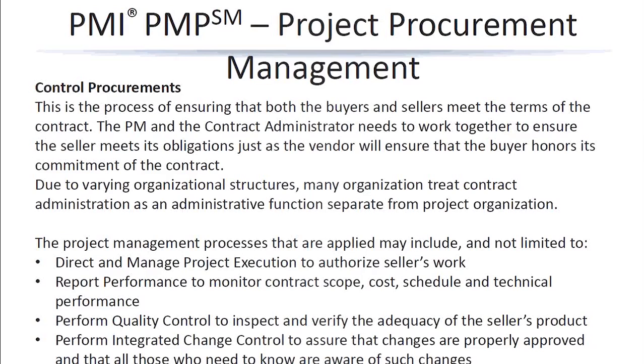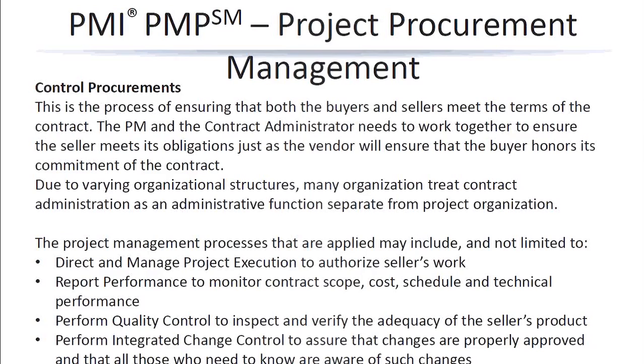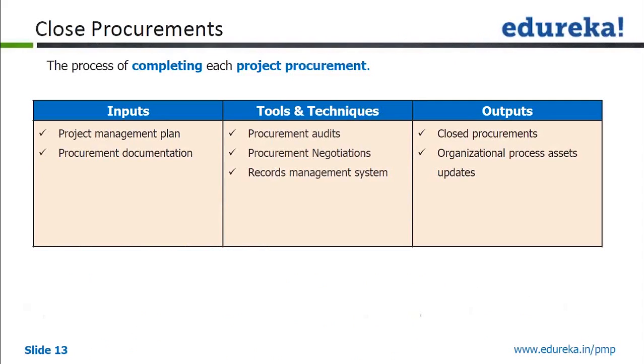And there could be claims that could become an issue, and they will be managed separately as per the process. So that's all we do in control procurements that we saw yesterday. Okay, the change requests go to essentially perform integrated change control, etc. Right. Moving on to the next slide, close procurements: it is the process of completing each project procurement.